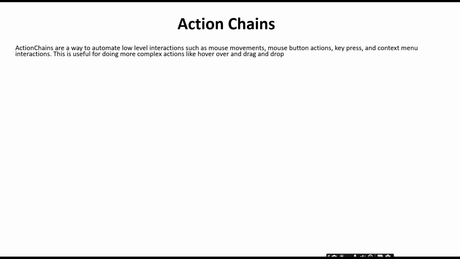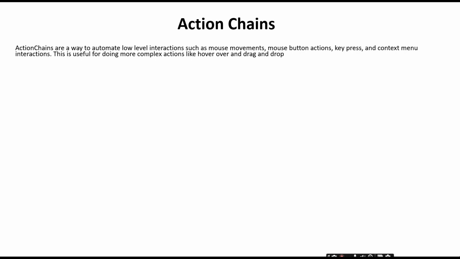Let's now move. So what is action chains? Action chain is basically one class which is provided by the Selenium WebDriver. By using this action chain class, we can automate low level interactions such as mouse movement, mouse button actions like single click, right click, key press, and context menu interaction. We can also perform drag and drop kind of functionality, right? This is also useful for doing more complex actions like mouse over, mouse press and release, and drag and drop.